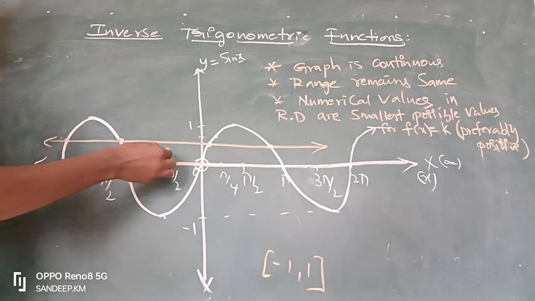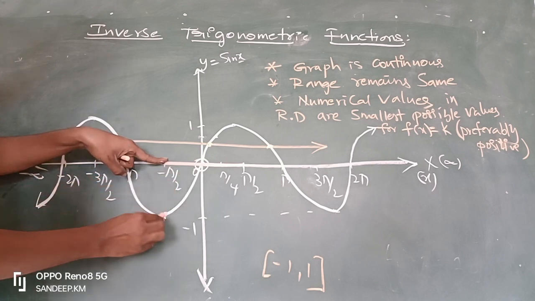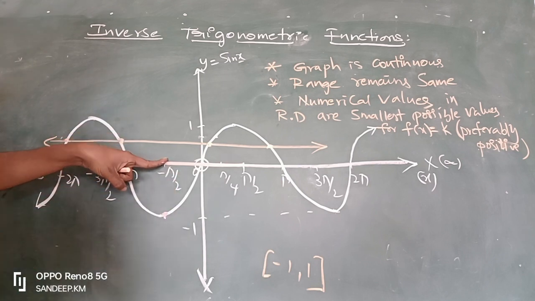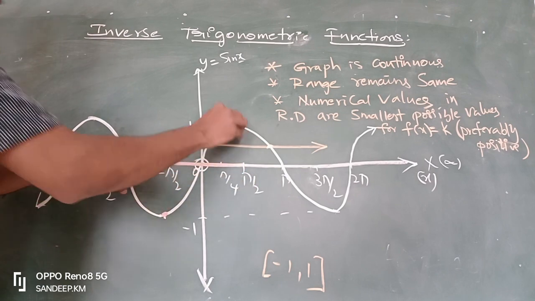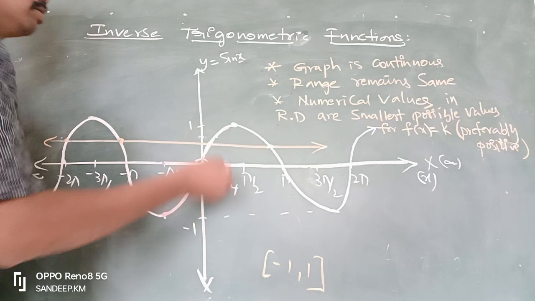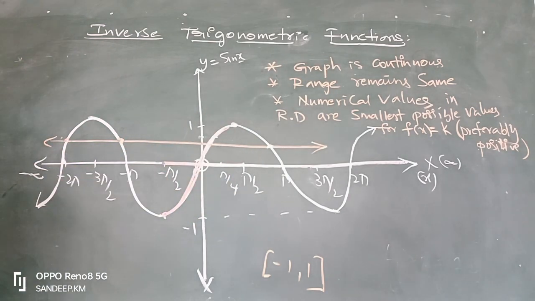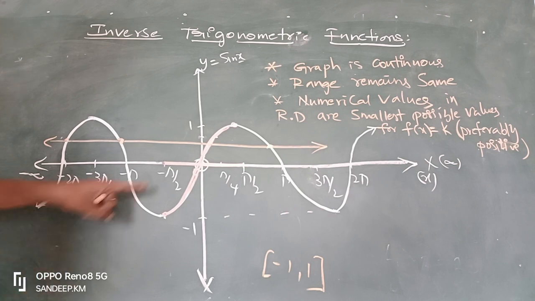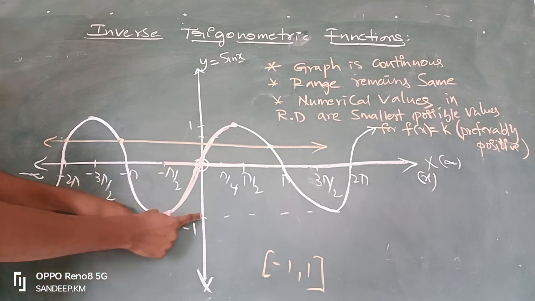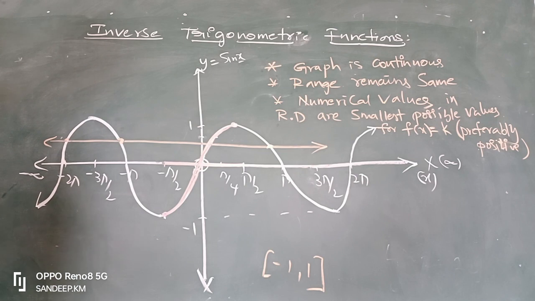If I choose the inputs between minus pi by 2 and pi by 2, sine of minus pi by 2 is minus 1. You got it? Sine of plus pi by 2 is plus 1. And the graph is taken like this. Look at this. See, between minus pi by 2 and plus pi by 2, the graph of sin x is continuous and the range is from minus 1 to plus 1. We are getting all the outputs from minus 1 to plus 1.